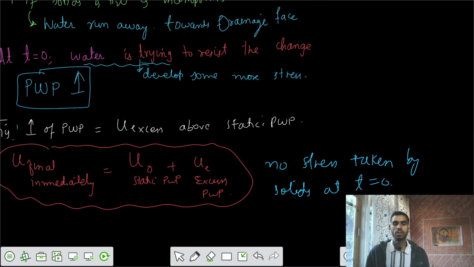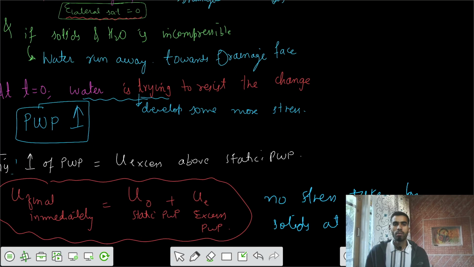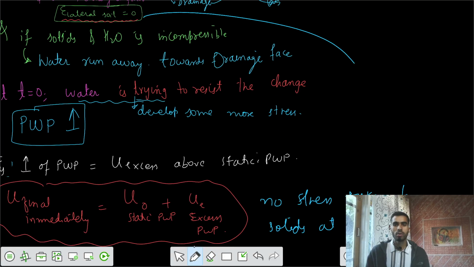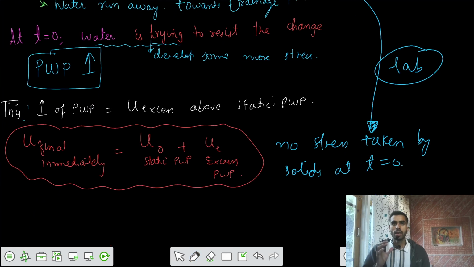But this is true for the condition when we say that lateral strain is zero. This is actually a lab condition. I want lateral strain to be zero. I am not allowing it because I have confined the soil specimen in a cell, so it won't go anywhere. Because I am applying extra stress, the only possibility for your soil mass is loss of water.